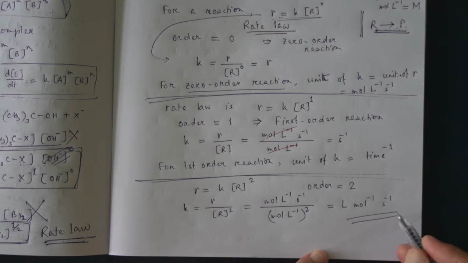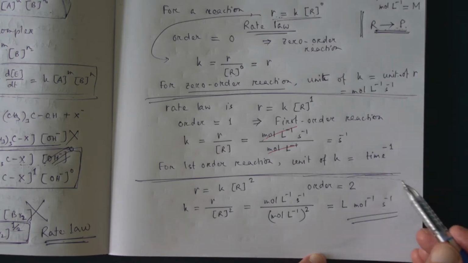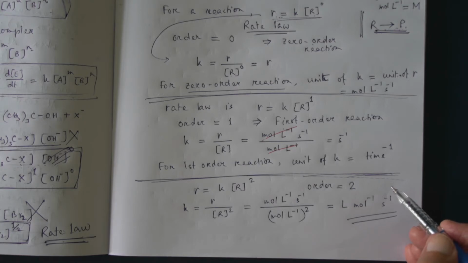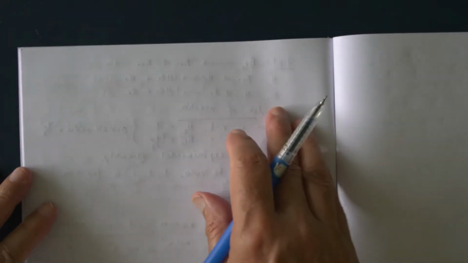So you see, looking at the unit of K, we can determine what the order of the reaction is. Okay, that means by looking at the unit of K we can say what the order of the reaction will be. So this is all about unit of rate of reaction and rate constant. Now let us discuss zero order reaction.